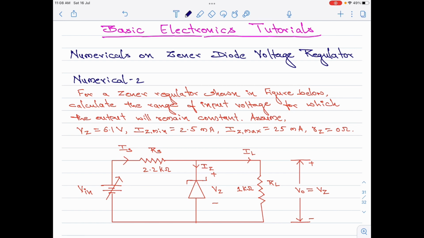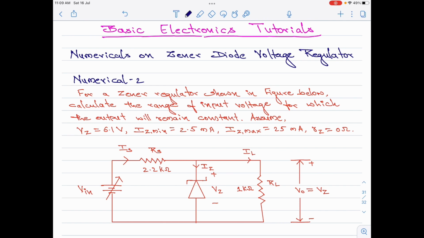is 0 ohms. Coming to the circuit shown here, we are asked to find the input voltage range over which the output will remain constant. The value of series resistance is 2.2 kilo ohms. The value of the Zener voltage of the diode is 6.1 volt and the value of the load resistance is 1 kilo ohms.